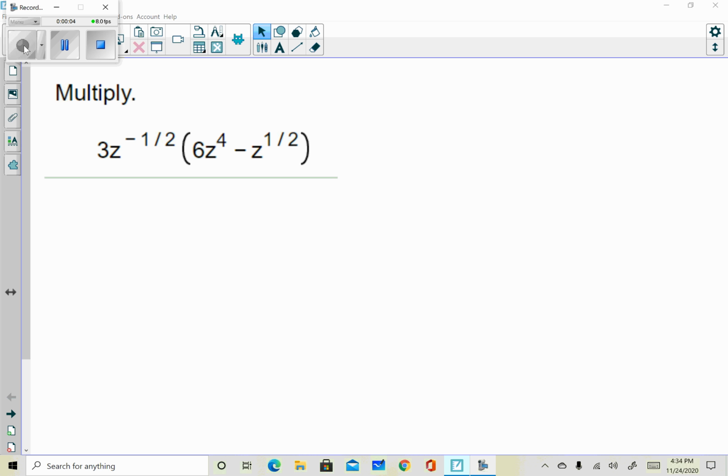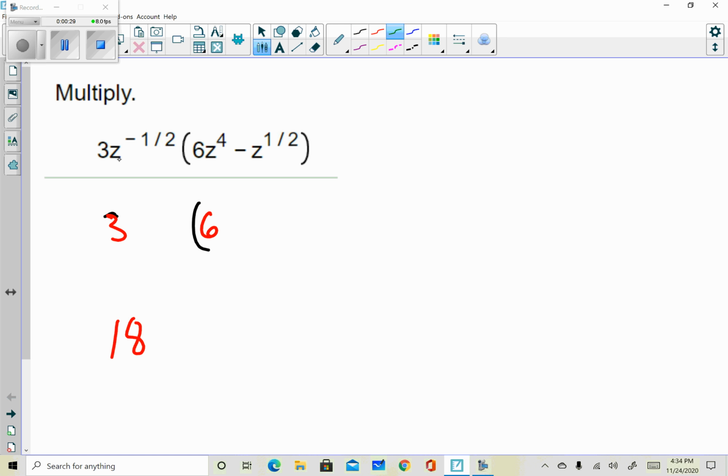This is from lab number 6. It's question 3. We're going to multiply the 3 and the 6. So 3 times 6 is 18. That's the answer is going to start with an 18.